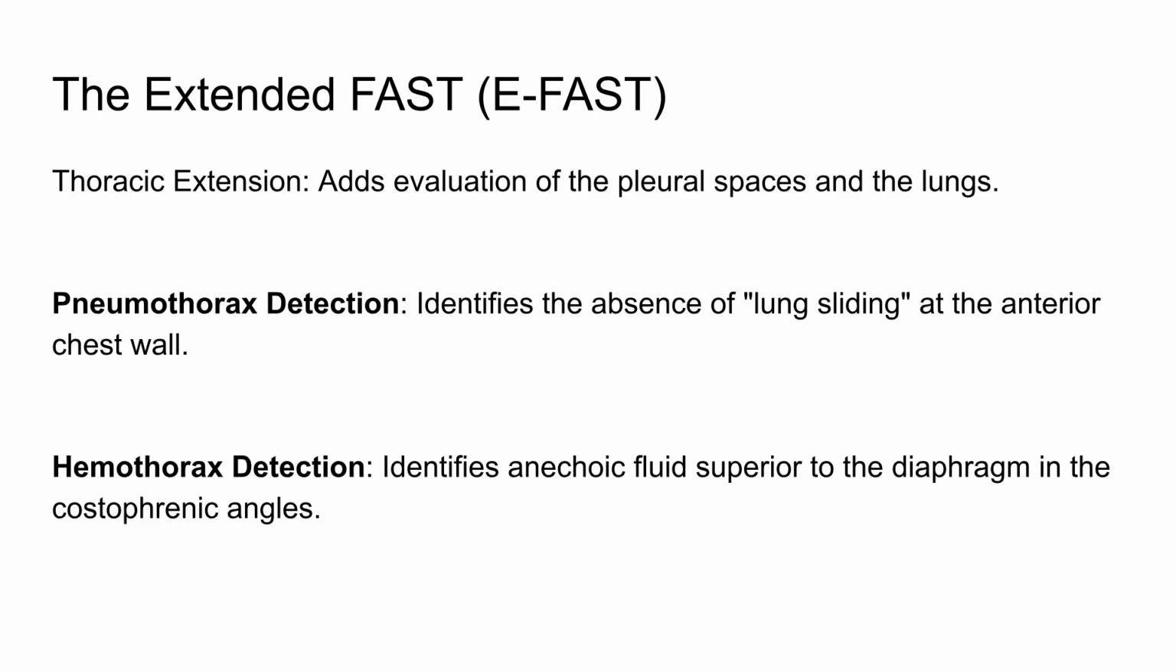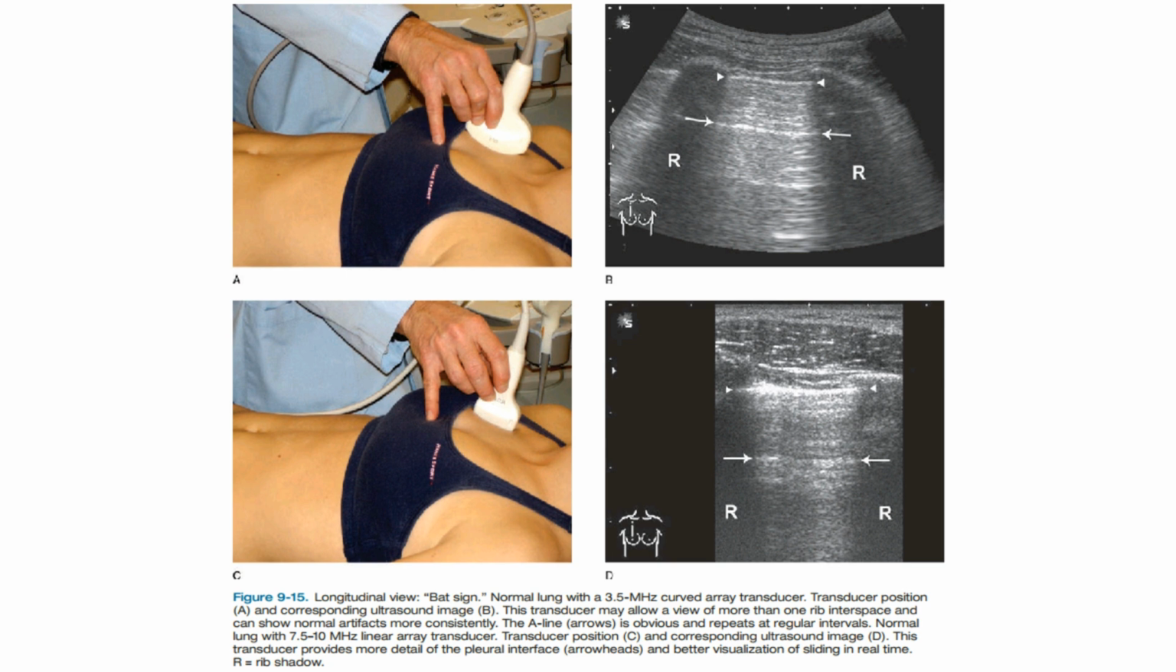Pneumothorax detection identifies the absence of lung sliding, and hemothorax detection looks for anechoic fluid superior to the diaphragm in the costophrenic angles. These figures illustrate the longitudinal view of a normal lung. In image A, the curved array transducer is used, and image B shows the corresponding image with A-lines and the rib shadow. Image D shows a more detailed view using a linear array transducer.